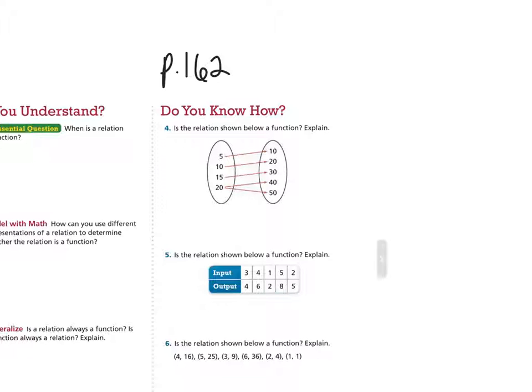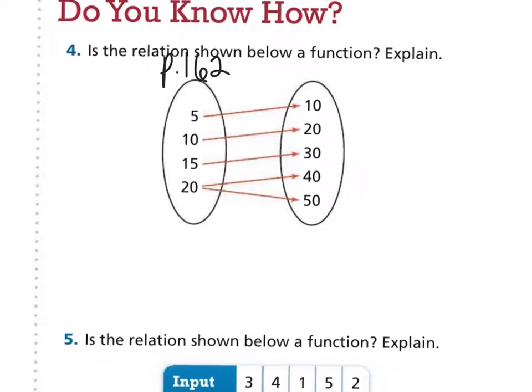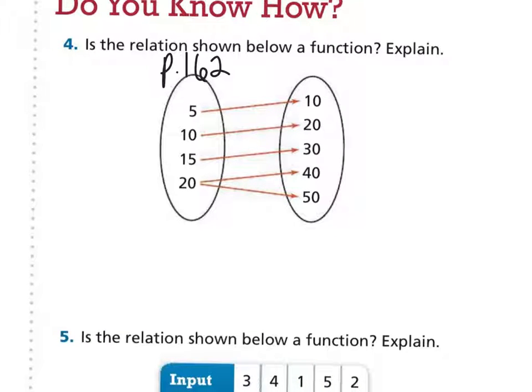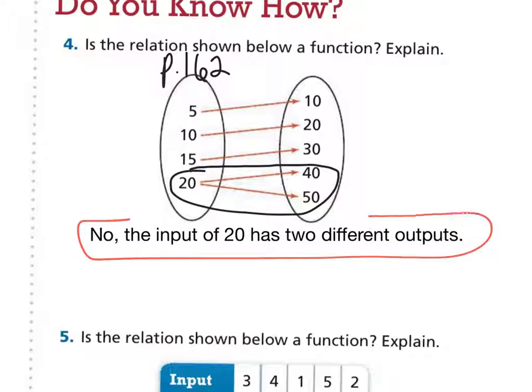They're asking whether these are functions or not. So if you look at number 4, we can see the 5 just goes to one number. The 10 just goes to one number. The 15 just goes to one number. The 20 is going to two different numbers. So that is not going to be a function. So again, input of 20 has two different outputs, so that's not going to be a function.